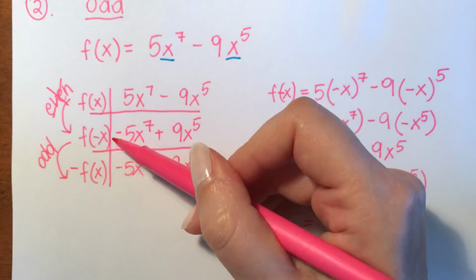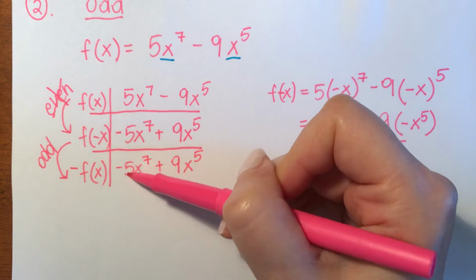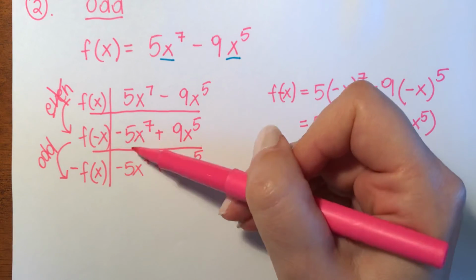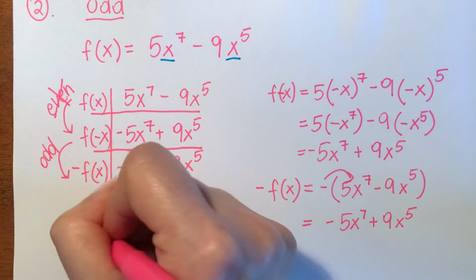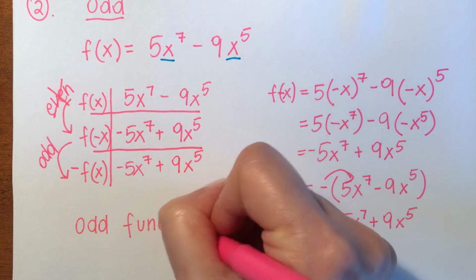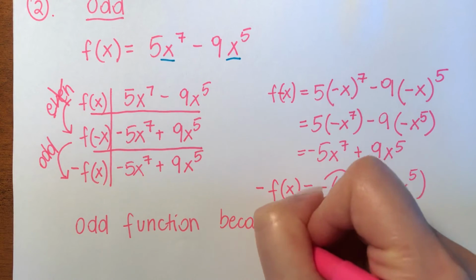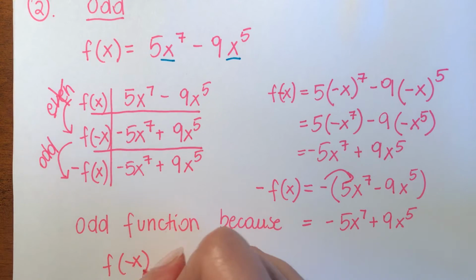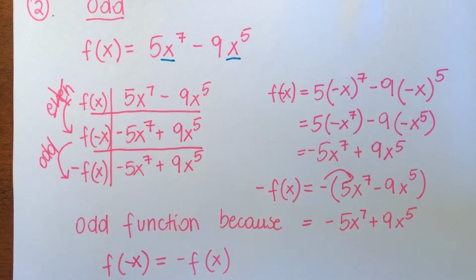Then I'm going to compare. Is the middle and last row the same? And they are. Both have a negative first term and a positive second term. So this is an odd function, because f of negative x equals negative f of x.